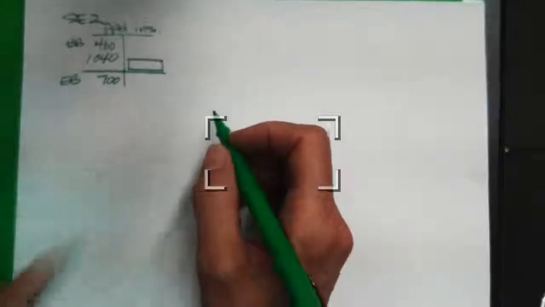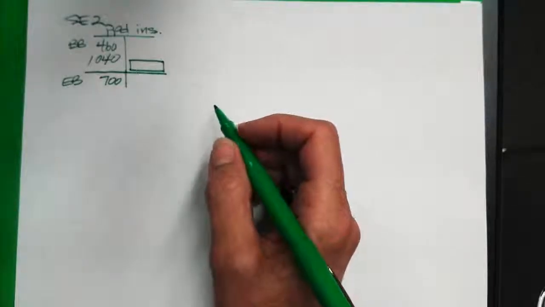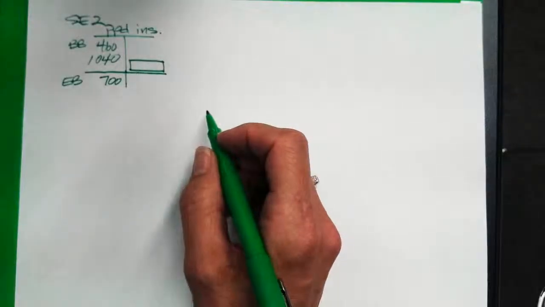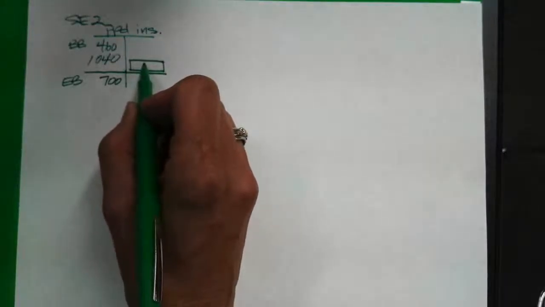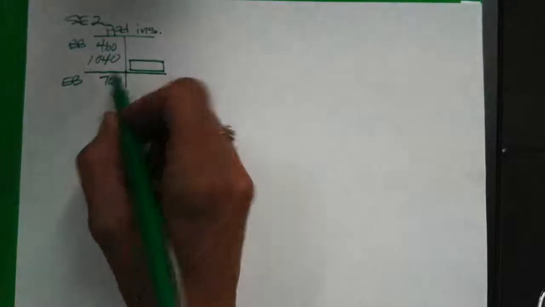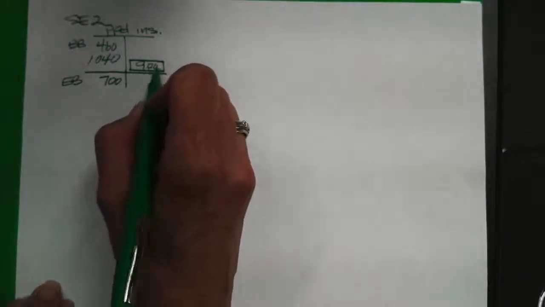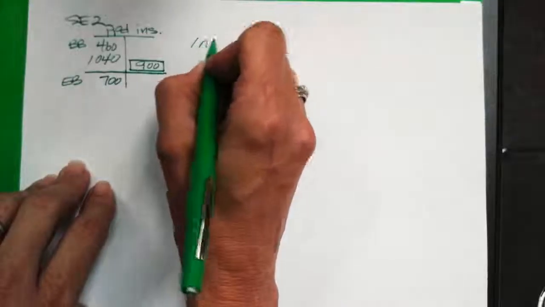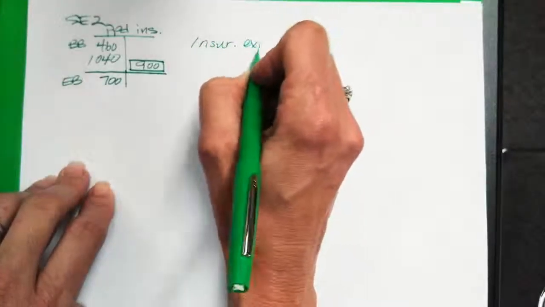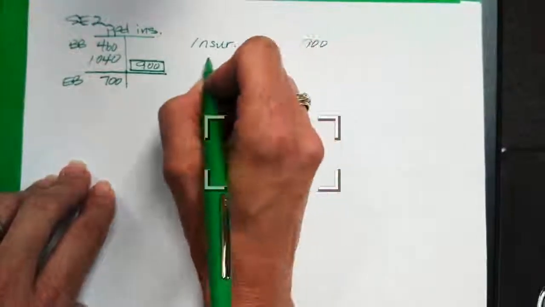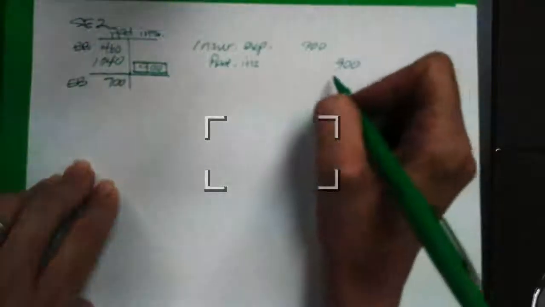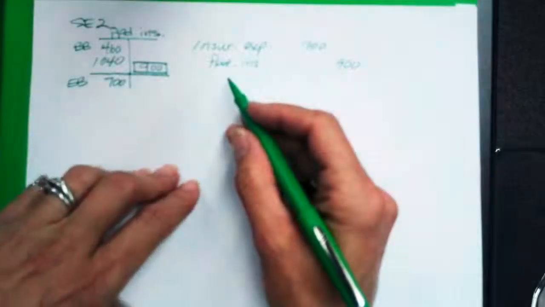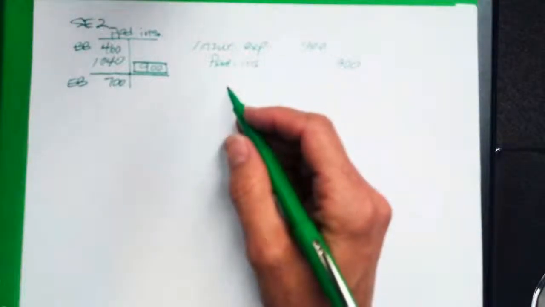Well, $460 plus $1,040 would be $1,600. So what amount from $1,600 would get us back to $700? It'd be $900. So we're going to debit insurance expense for $900 and credit prepaid insurance for $900. So you have adjusted prepaid insurance to actual. All right, let's move on.